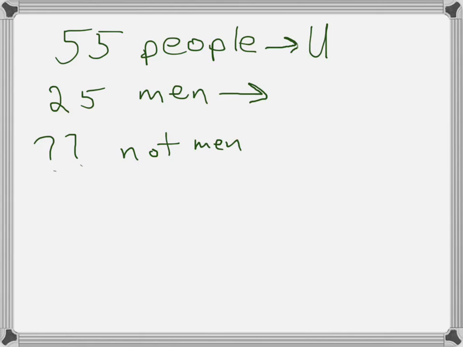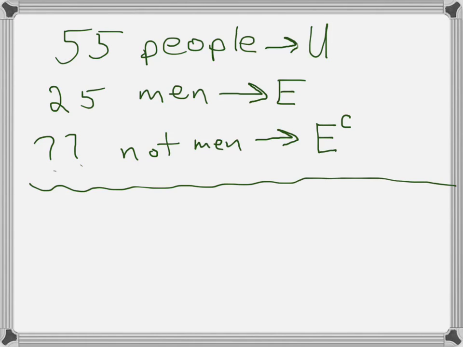Anyway, we're going to call that U for the universe. And let's say that our event is men. So that's E. And not men, we are going to call that the complement of E. So that's going to be represented as E with a little c above it. So below we can show some work.